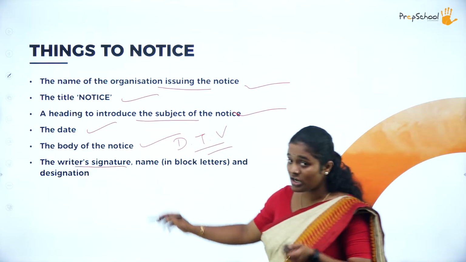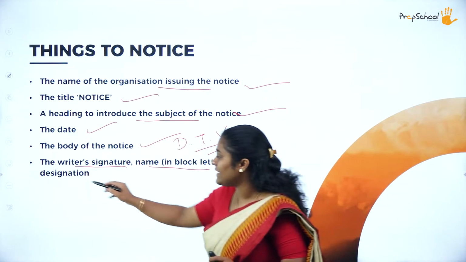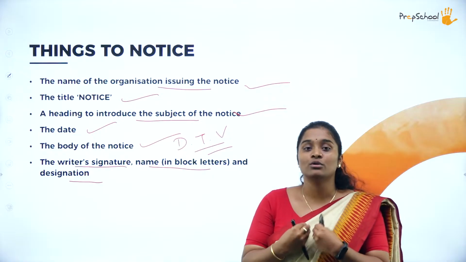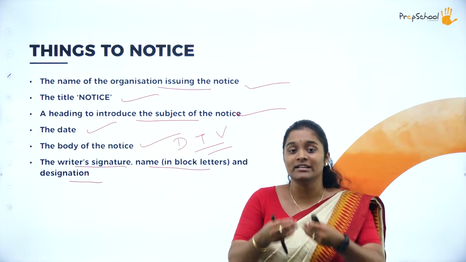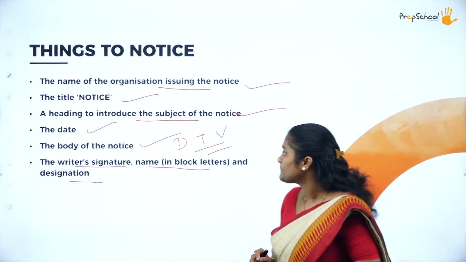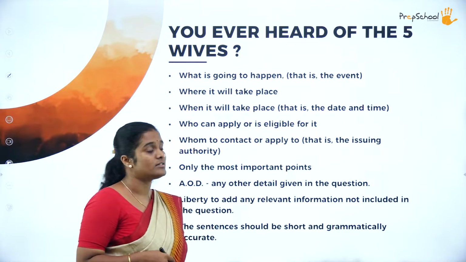The writer's signature comes first. Then the name in block letters. At the end, the designation. Okay, you can't write your designation first. You are who you are, your name is your identity, and then comes your designation. So signature, name, designation. Clear? Moving forward, is there anything else that you need to keep in mind? Let's have a quick glance, shall we?